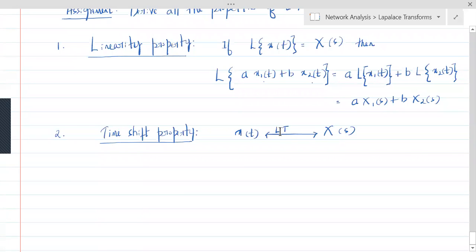Laplace transform being applied on x of t would give you X of s, and applying inverse Laplace transform on X of s would give you x of t. So these are the transform pairs I told you, right? This also can be one way of representing the application of the transform. So if the Laplace transform of x of t is X of s, then what is the Laplace transform of x of t minus t naught? That is the question.